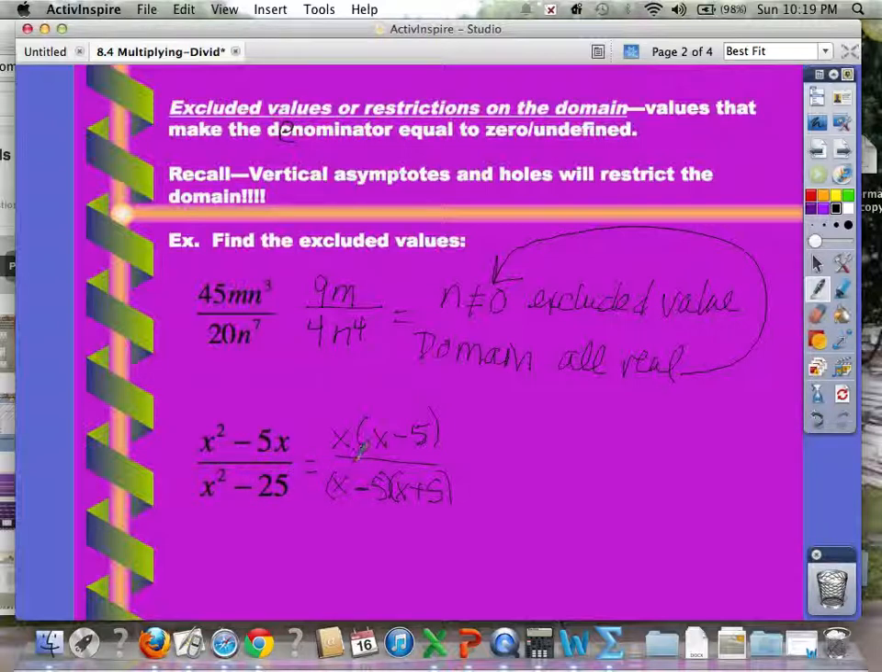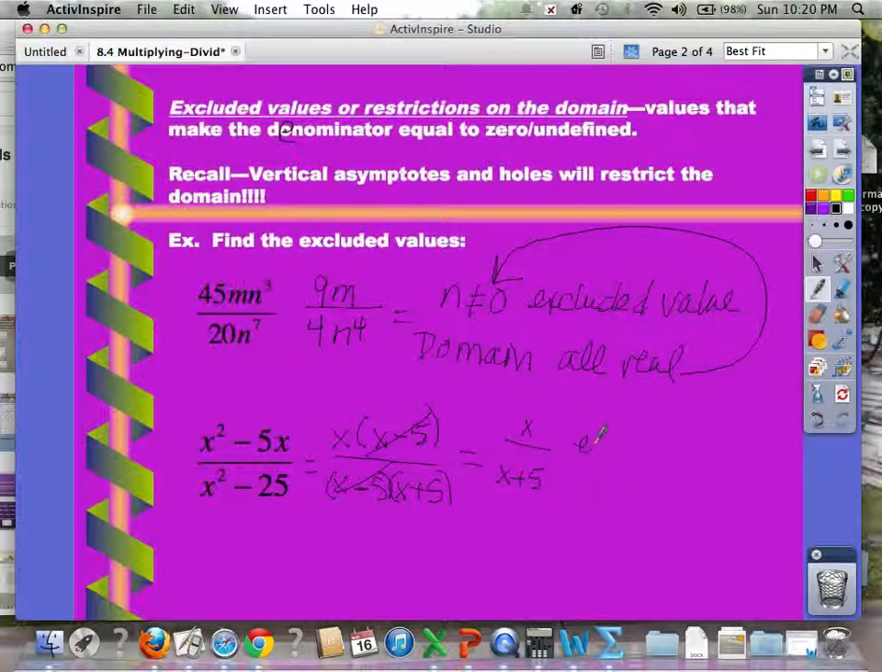From there you're going to simplify. The x minus 5 and the x minus 5 cancel. Do you remember what that was called? That's called a hole, so those are gone. And then you're going to say, what do I have left over? I have an x over x plus 5.